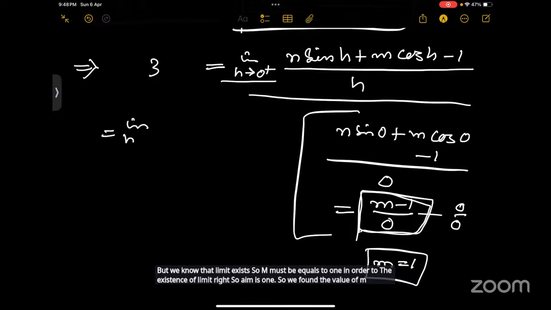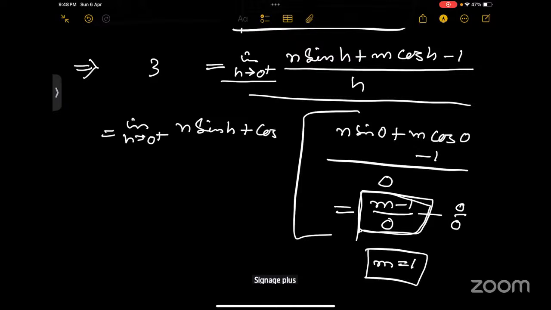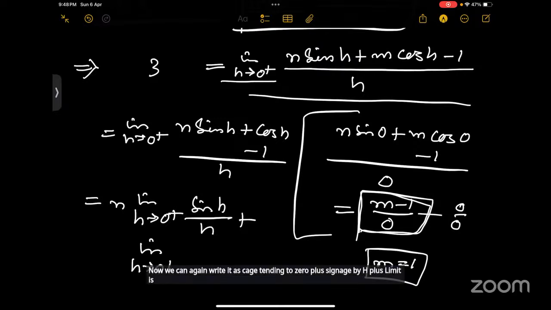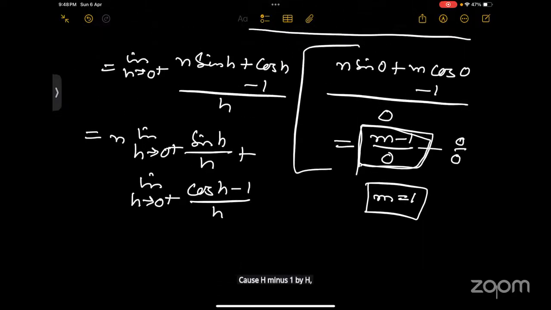So in the next line, we can write the limit h tending to 0 of n sin h plus cos h minus 1 by h. Is it fine? Now we can again write it as limit h tending to 0 of n sin h by h plus limit h tending to 0 of cos h minus 1 by h. You have removed the m, no? Where is the m from cos h? m is equal to 1. I just put the value of m in the equation.